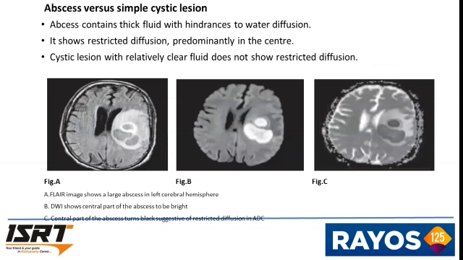Abscess versus simple cystic lesion. Abscess contains thick fluid with a hindrance to water diffusion. It shows restricted diffusion predominantly in the center. A cystic lesion with relatively clear fluid does not show restricted diffusion. In figure A, FLAIR may show a large abscess in the left cerebral hemisphere. Diffusion weighted imaging shows the central part of the abscess to be bright. In the ADC map, the central part of the abscess turns black, suggestive of restricted diffusion.